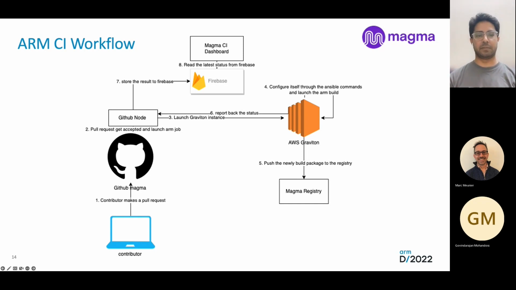But GitHub Actions doesn't provide ARM runners by default, so we had to come up with our own CI workflow that will create these new ARM images on AWS instances and then push to our Artifactory. So the flow that you are seeing is actually how we are doing it. We are just building those images, pushing them to our JFrog Artifactory, and reporting the build status to our CI dashboard using Firebase.